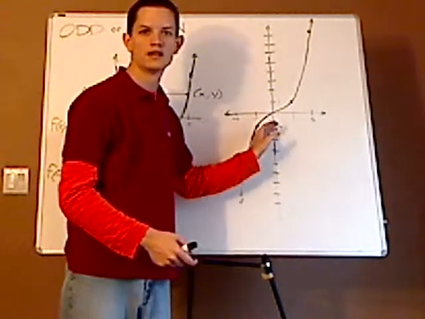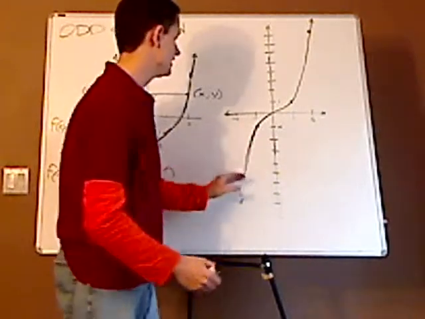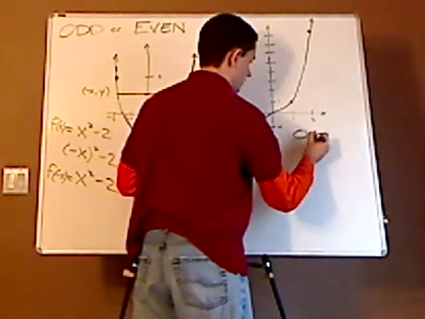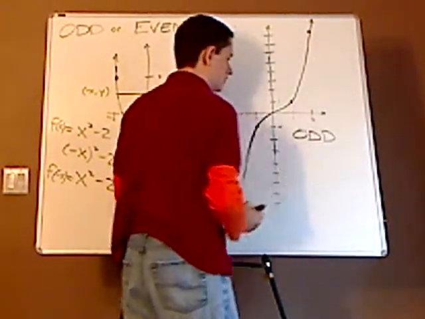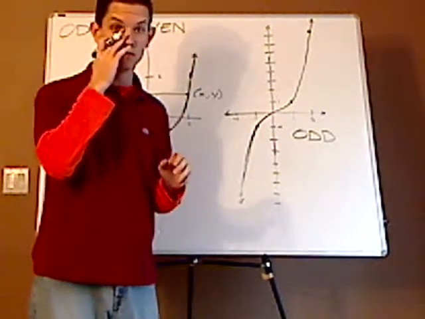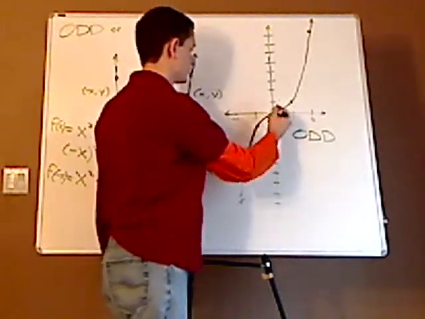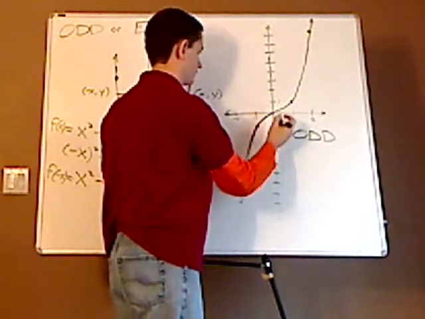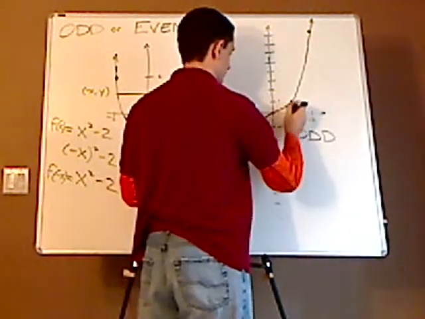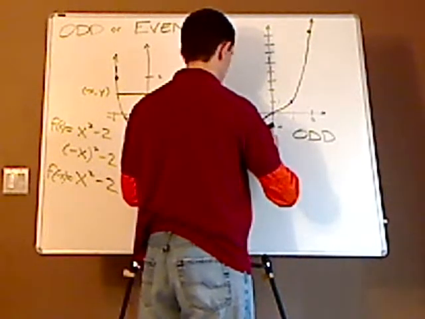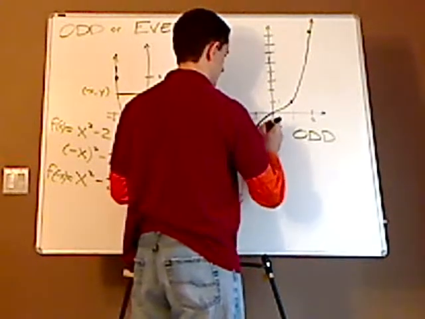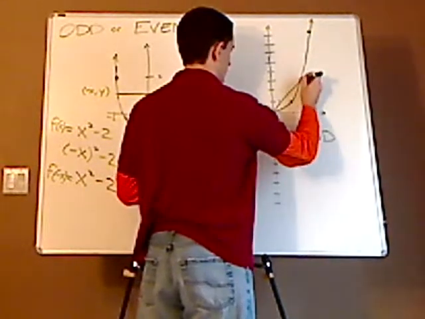Here, slightly different. And yes, this is an odd function. Now it's odd because the symmetry is about the origin. Let's do the same thing over here. Take a line, and it's going to go straight through the origin.